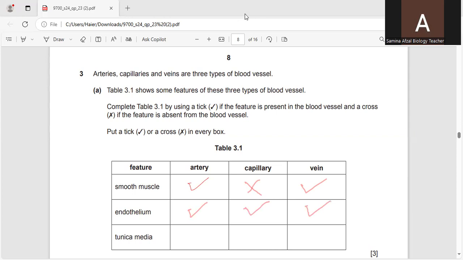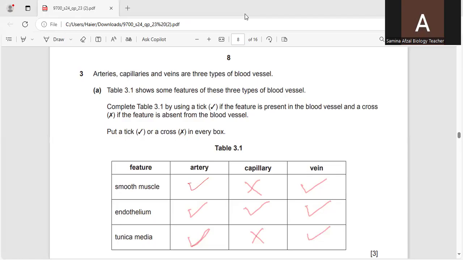Then tunica media is the middle layer, which consists of smooth muscles, and you can say they are present as a middle layer in the blood vessels. So it is composed of smooth muscles and elastic fibers. So they are present in the arteries, which provides them the flexibility, and in veins, again, they don't contain the smooth muscles, but tunica media is also present in the veins.